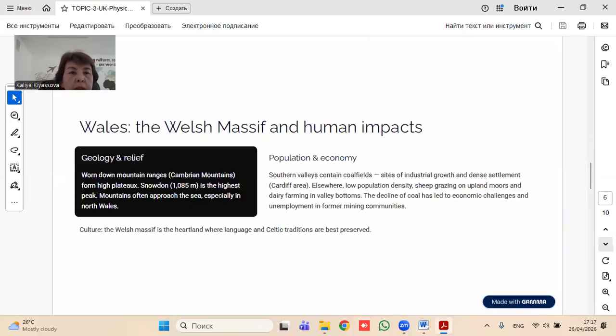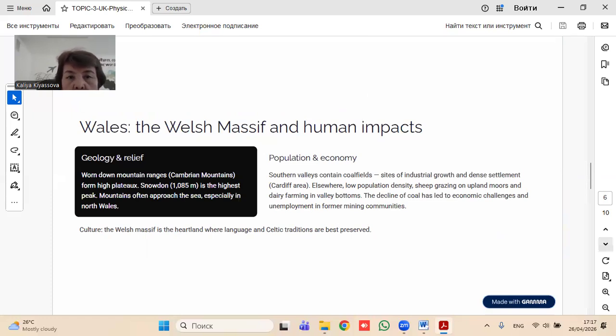Okay, now Wales: the Welsh Massif and the human impacts. Geology and relief: worn-down mountain ranges, the Cambrian Mountains form high plateaus. Snowdon is the highest peak, and mountains often approach the sea, especially in North Wales.